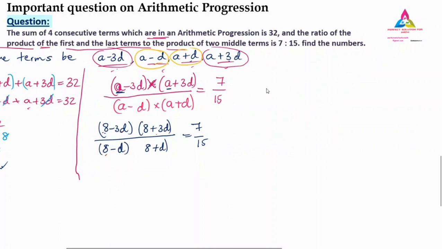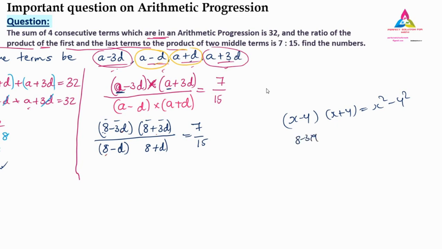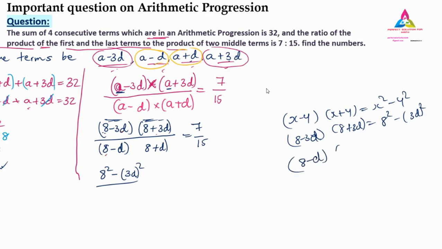The next step is, over here you can see it is in the form of 8 minus 3d, 8 plus 3d, it is in the form of x minus y into x plus y. So what is x minus y into x plus y? That is nothing but x square minus y square. Means 8 minus 3d into 8 plus 3d, we are going to get 8 square minus 3d the whole square, divided by the bottom, also you can see it is 8 minus d into 8 plus d.